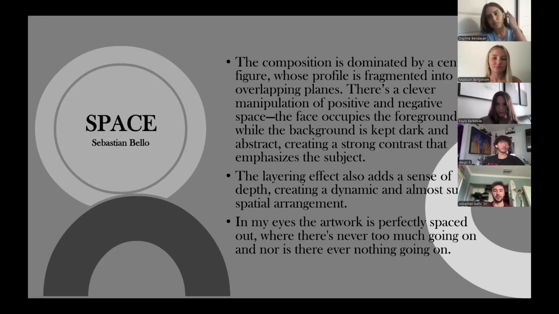Space in relation to the art by Maar. The composition is dominated by a central figure whose profile is fragmented into overlapping planes. There's a clever manipulation of positive and negative space. The face occupies the foreground, while the background is kept dark and abstract, creating a strong contrast that emphasizes the subject. The layering effect also adds a sense of depth, creating a dynamic and almost surreal spatial arrangement. In my eyes, the artwork is perfectly spaced out, where there's never too much going on and nor is there ever nothing going on.